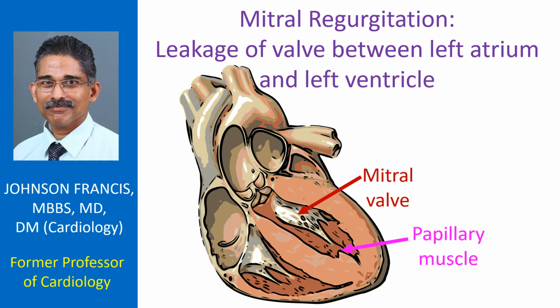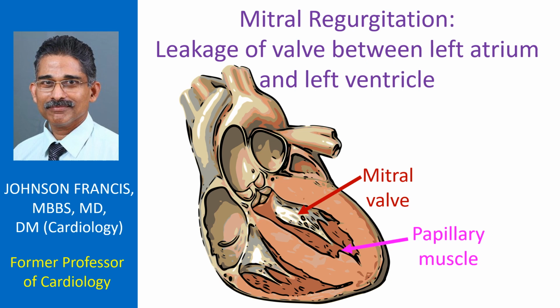Mitral valve is the valve between the left atrium, upper chamber, and the left ventricle, lower muscular chamber, and it should prevent backflow of blood from the left ventricle to the left atrium when the former contracts to pump out blood into the aorta, the largest blood vessel in the body carrying oxygenated blood.